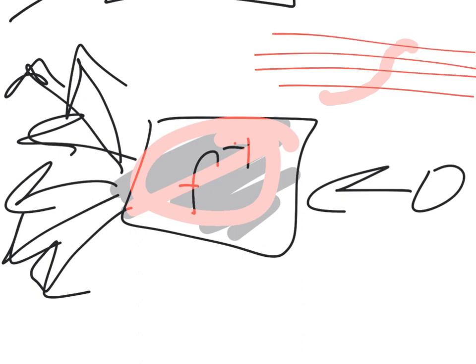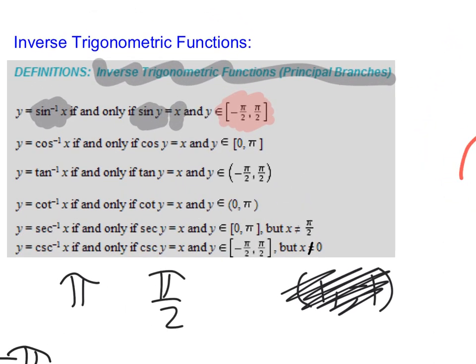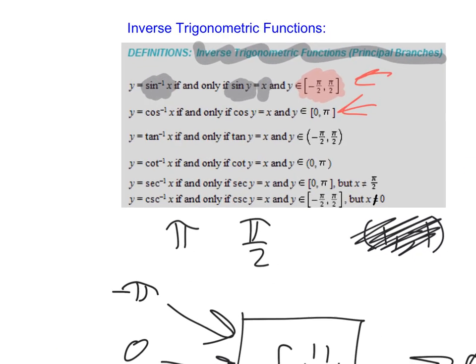It doesn't repeat. For instance, if I do a line test, which is what an inverse really is, it would pass that. But the moment I would go past pi over 2, it wouldn't. You can see that over here. If we went further than negative pi over 2, it would start failing the horizontal line test. The horizontal line test is a vertical line test for inverses. So that's why we have to create these ranges. If you're wondering why we have these ranges, that's why. Because function.